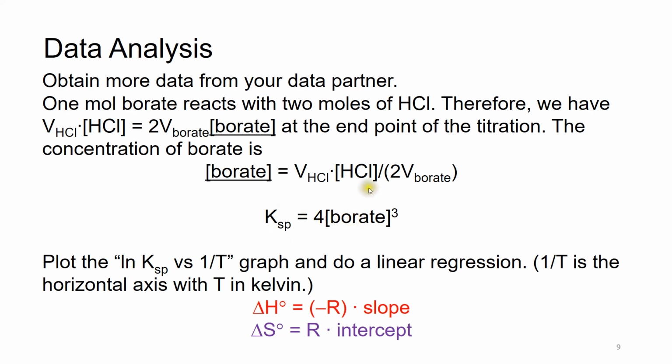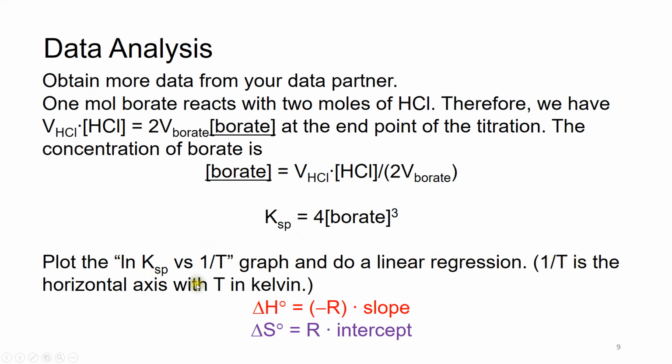You'll get 3 different values of KSP at these 3 different temperatures. And then you take the logarithm of KSP, and you take the reciprocal of temperature in Kelvin. For example, if temperature is 30 degrees Celsius, you need to convert it to 303.15 Kelvin first, and then you take its reciprocal. So over here, 1 over T has a value of 1 divided by 303.15. You make this graph and do a linear regression.